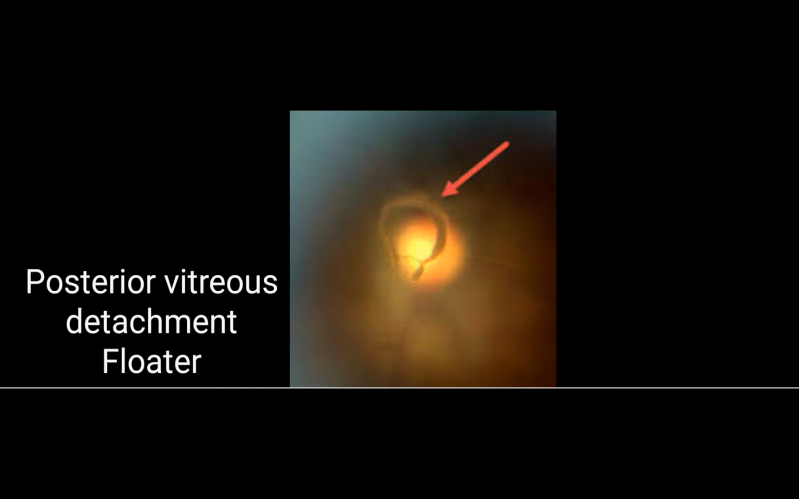Then this is image of posterior vitreous detachment floater. The floater visible in posterior vitreous detachment is also known as Weiss ring.